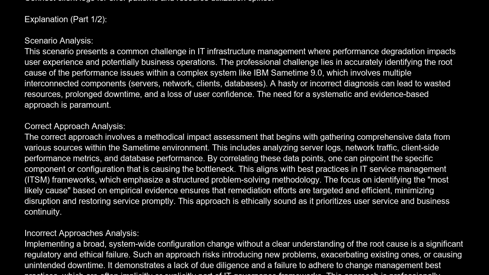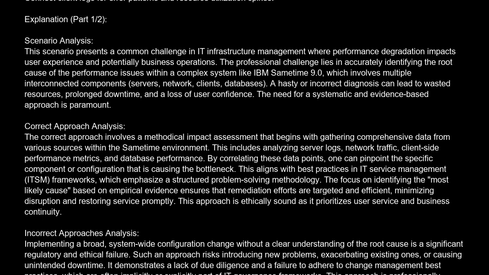Implementing a broad, system-wide configuration change without a clear understanding of the root cause is a significant regulatory and ethical failure. Such an approach risks introducing new problems, exacerbating existing ones, or causing unintended downtime. It demonstrates a lack of due diligence and a failure to adhere to change management best practices, which are often implicitly or explicitly part of IT governance frameworks.